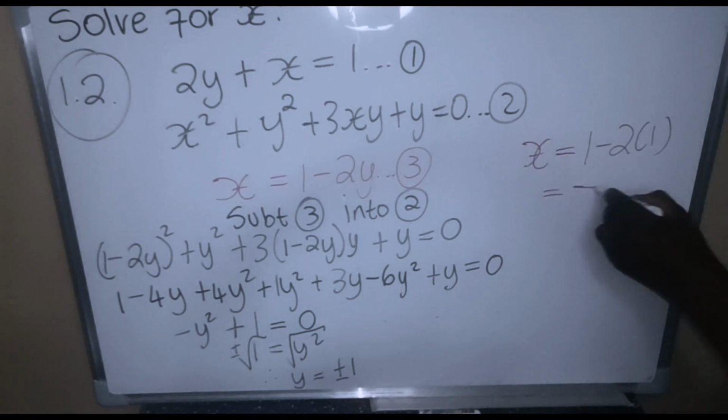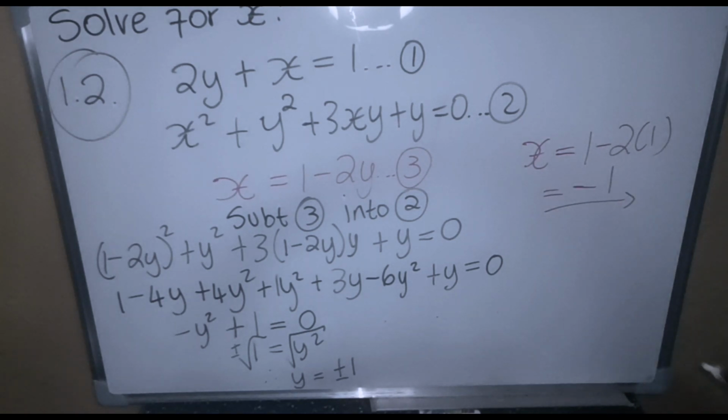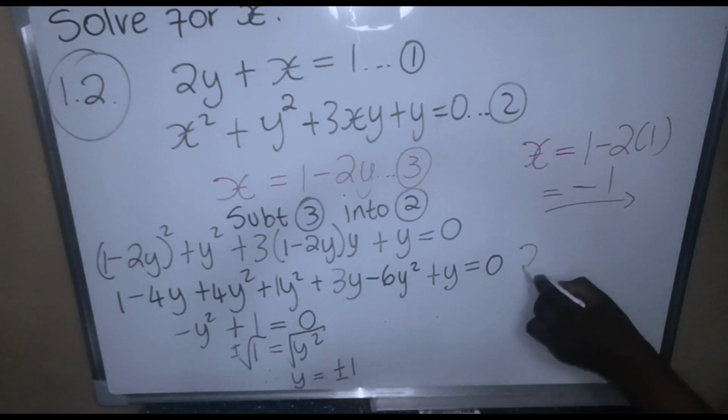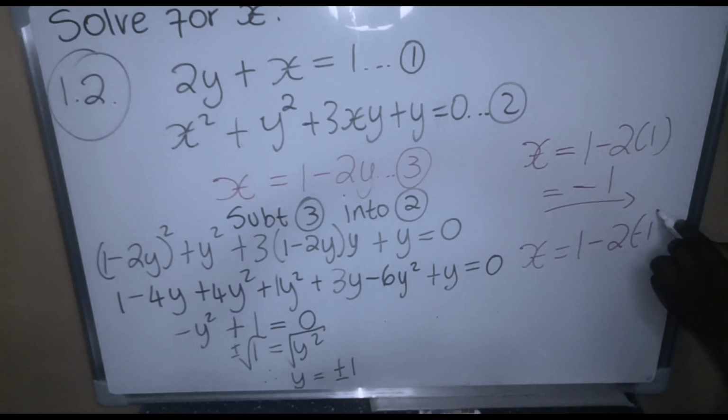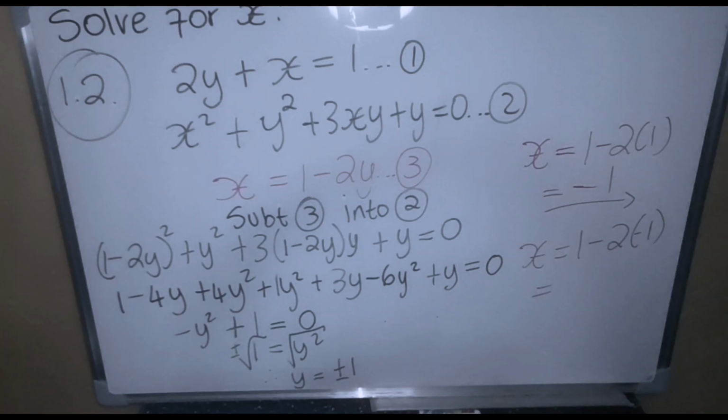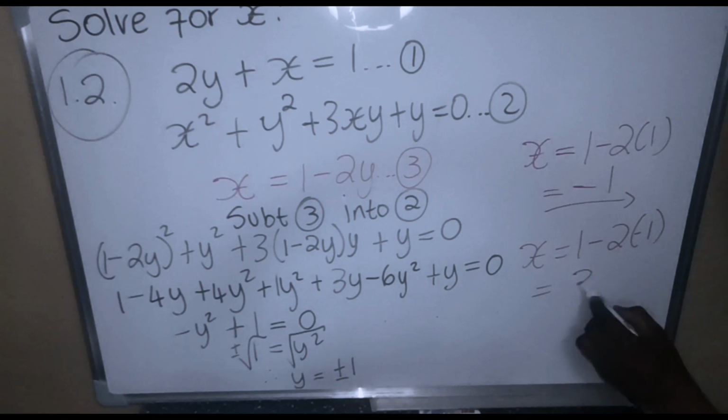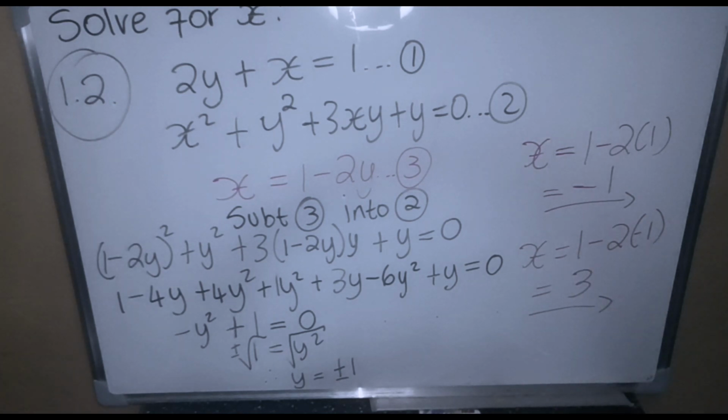1 minus 2 is negative 1 here. I'm done with the first equation. Then the last one here, x is equal to 1 minus 2 times negative 1. I get negative 2 times negative 1 give 2, over 1 plus 2 give 3, the answer. Therefore, I'm done with simultaneous equation. I hope we are clear, guys, on that one.